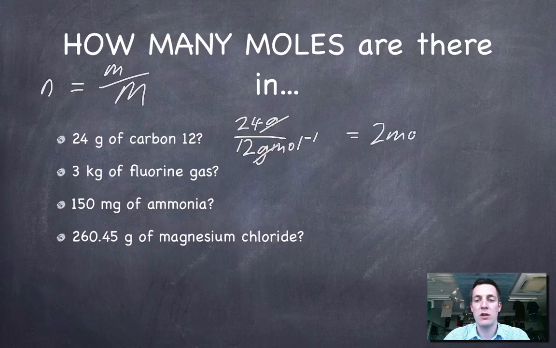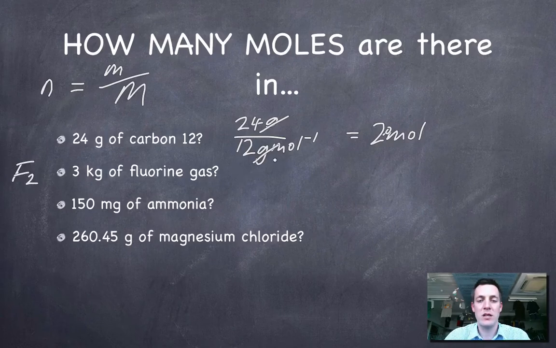And you know if you've got the right units in your answer, you've probably used the right formula. 3 kilograms of fluorine gas, that should actually be 2.0 moles because I've got 2 significant figures here and here. But anyway, 3 kilograms of one significant figure here. So fluorine gas, that formula is F2.